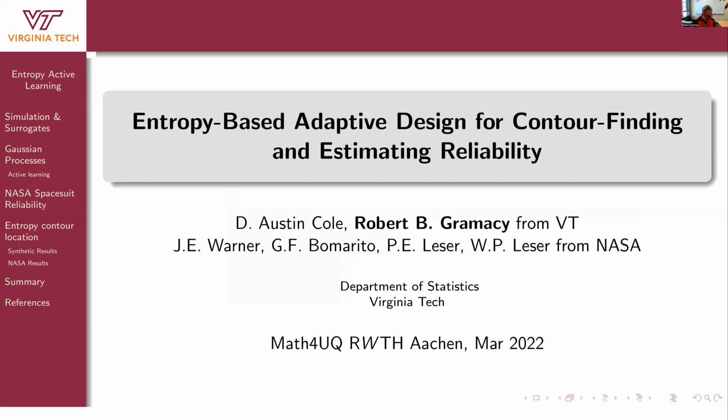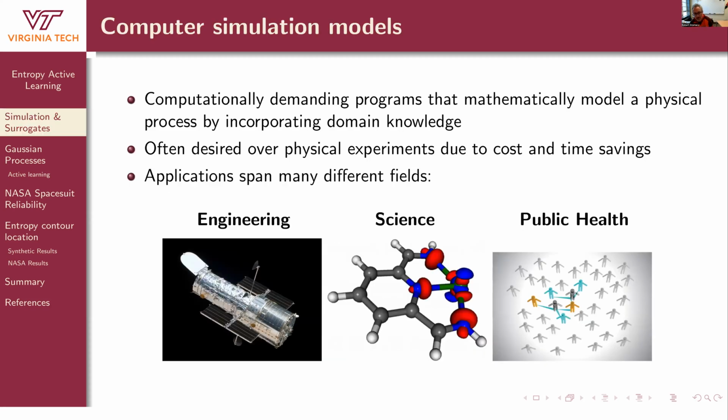This is primarily the work of a former PhD student of mine named Austin Cole. And we collaborated with a team of material scientists at NASA. So I'll tell you about that application as we get going, but it's ultimately a reliability application that weaves together surrogate modeling and uncertainty quantification and design of experiments. So I will tell you about that, and we'll warm up a little bit.